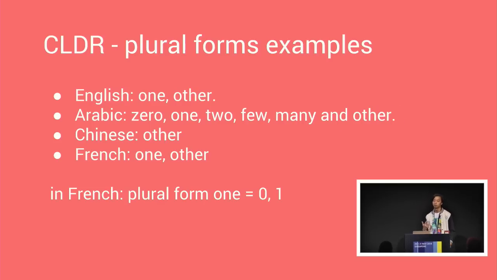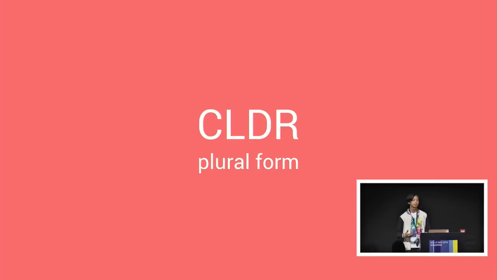Here is some example of plural forms. For English, the CLDR defines the plural forms one and other. For the Arabic language, CLDR defines zero, one, two, few, many, other. For Chinese, we just have other. For French, we have one and other. And remember that the plural form 0, 1, 2 does not necessarily correspond to the numbers 0, 1, 2. And French is a good example of that, where the plural form one corresponds to the numbers 0 and 1, and not just 1. So that is CLDR plural form.